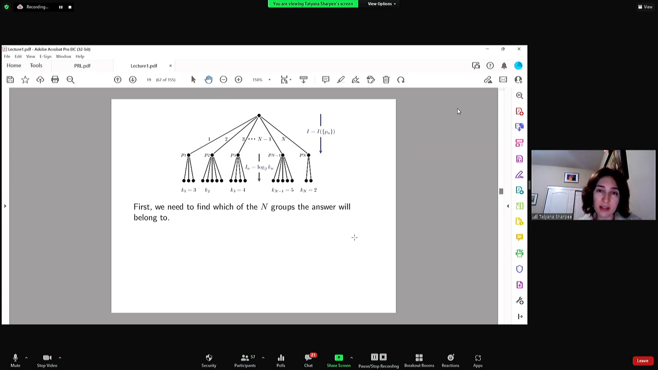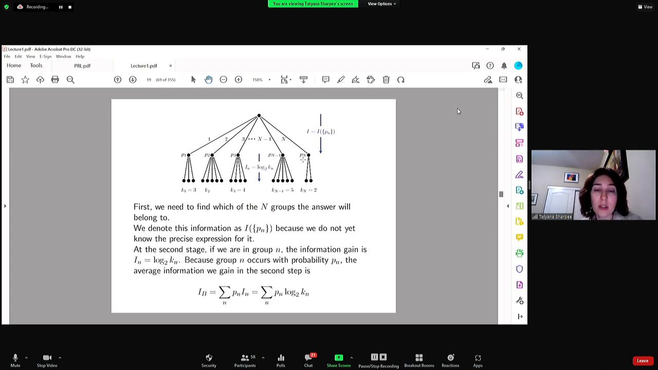So I derived for you intuitively what should be the form of the answer, but this is a quantitative definition. First, we need to find which of the N groups the answer belongs to. So which of these groups? And we denote this information as a function of Pn, which is what we are after. And at the second stage, if we know that we are in, for example, this group, the information is log two of this number, because I have narrowed down out of all possibilities to the remaining uncertainty.